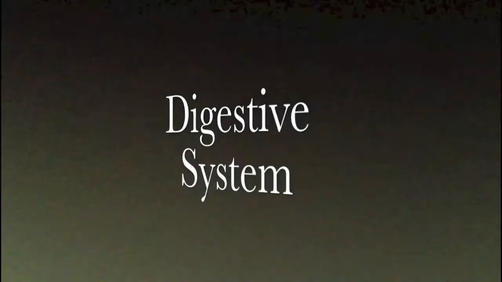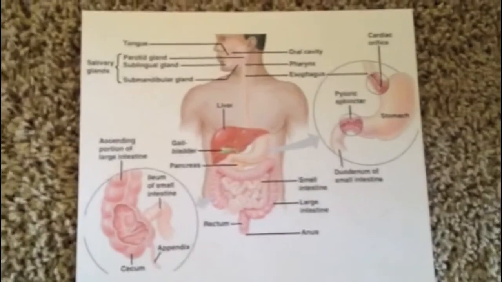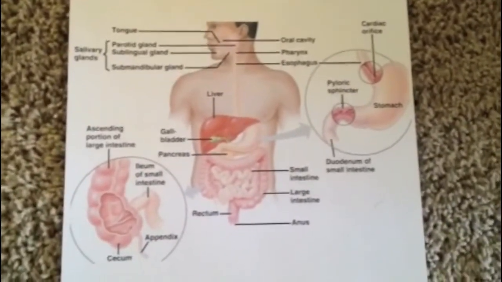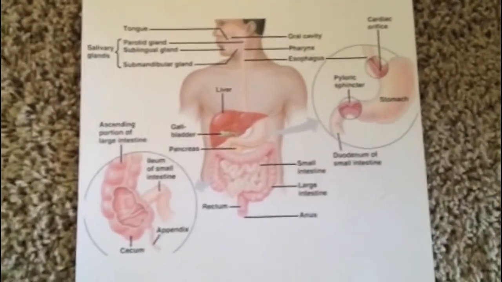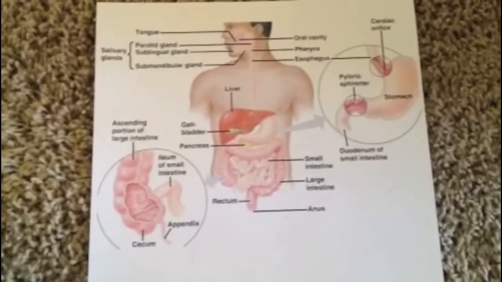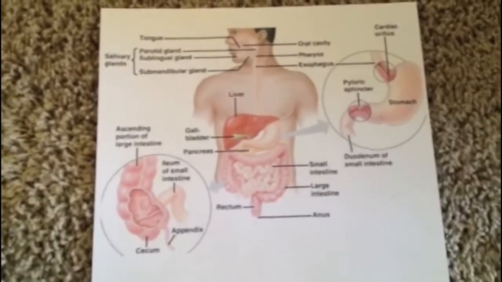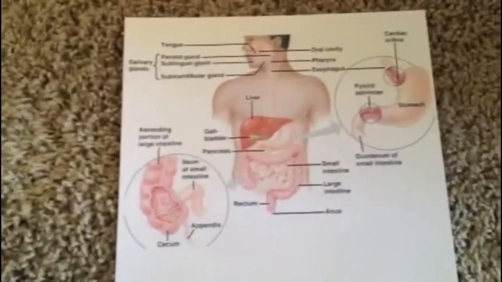The digestive system. The digestive system turns the foods that you eat into fuel for your body. The process of breaking down food into nutrients is called digestion. There are two types of digestion, chemical and mechanical. Mechanical digestion starts when you chew your food in the mouth and swallow it down your esophagus and into your stomach. It then gets broken down into smaller parts and goes into your small intestine.